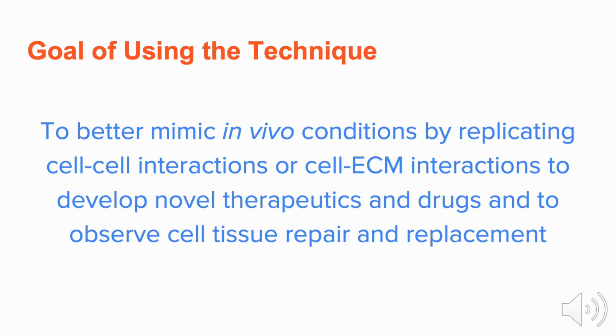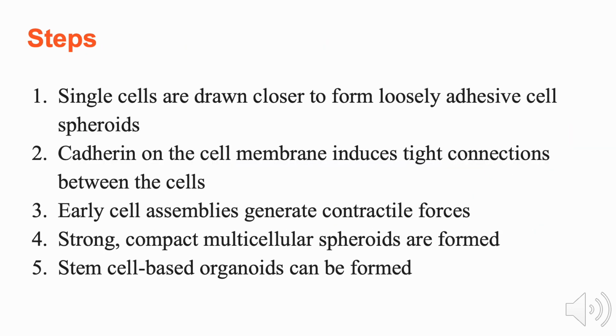Taken all together, the goal of three-dimensional stem cell spheroids and organoids is to better mimic in vivo conditions by replicating cell-cell interactions or cell-ECM interactions to develop novel therapeutics and drugs and to observe tissue repair and replacement. I'll now go over the steps that are involved in this technique.